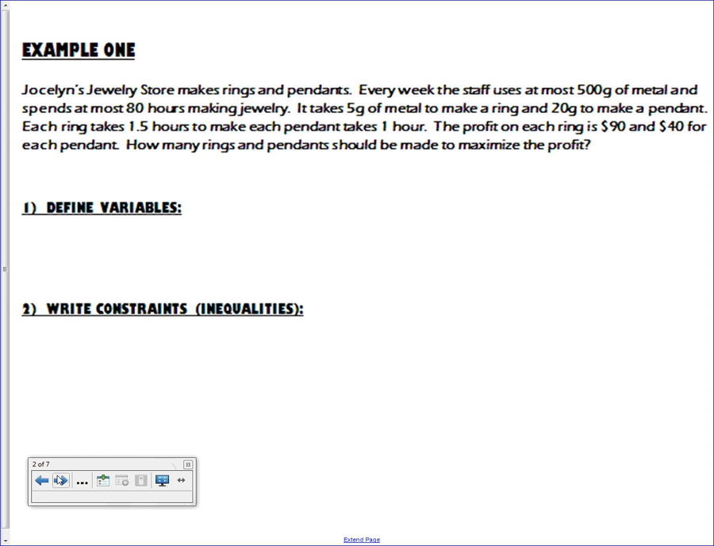So Jocelyn's jewelry store makes rings and pendants. Every week, the staff uses at most 500 grams of metal and spends at most 80 hours making jewelry. It takes 5 grams of metal to make a ring and 20 grams to make a pendant. Each ring takes 1.5 hours to make. Each pendant takes 1 hour. The profit on each ring is $90 and $40 for each pendant. How many rings and pendants should be made to maximize the profit?